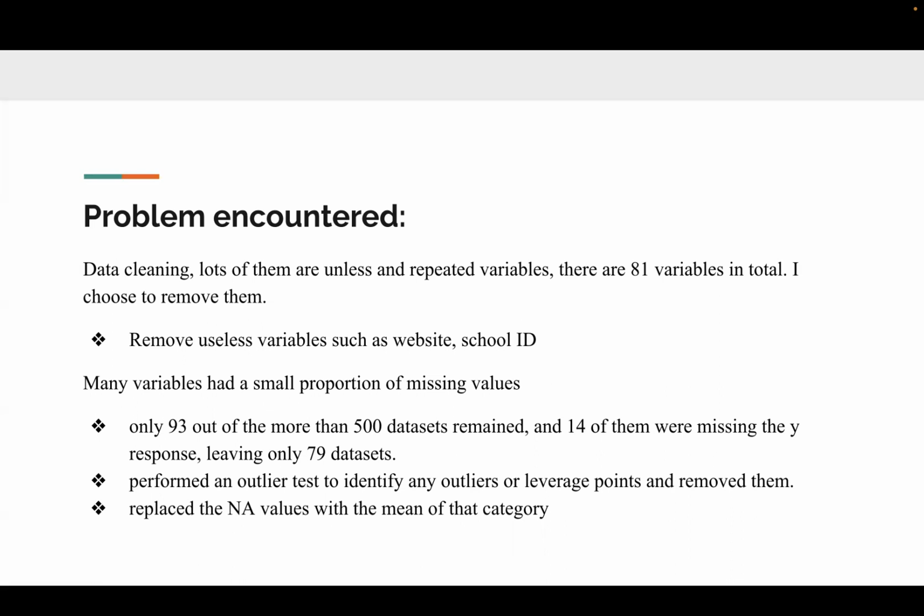Also, many variables had a small portion of missing values. Only 93 out of more than 500 observations remain because we are focused on high school. And 14 of them are missing the Y response, which means we only have 79 observations. I also performed outlier tests to identify any outliers or leverage points and removed them. Then I replaced NA values with the mean of that category after removing some leverage points.